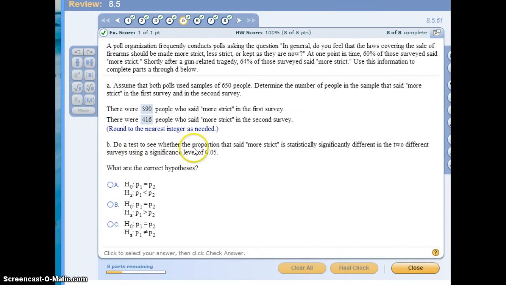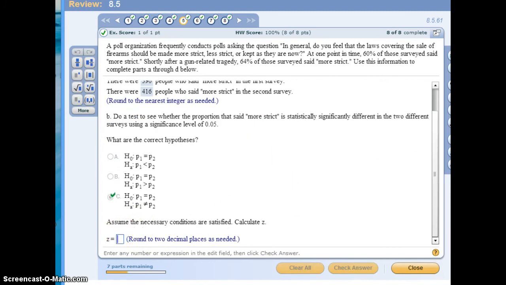Next, do a test to see whether the proportion that's in favor of stricter gun laws is statistically significantly different. So we're finding a difference here. The null hypothesis should be that they're the same, and the alternative should be that they're different.